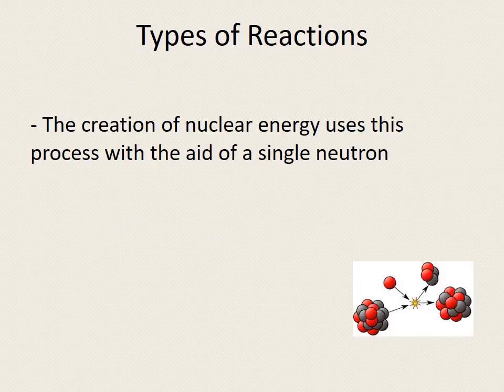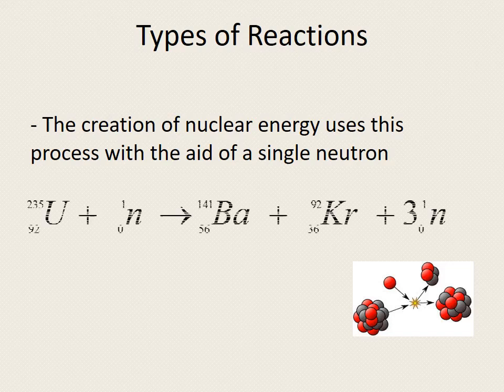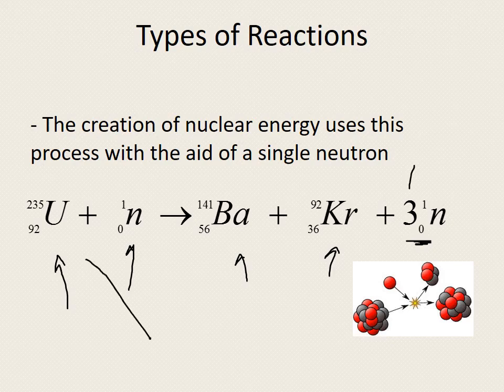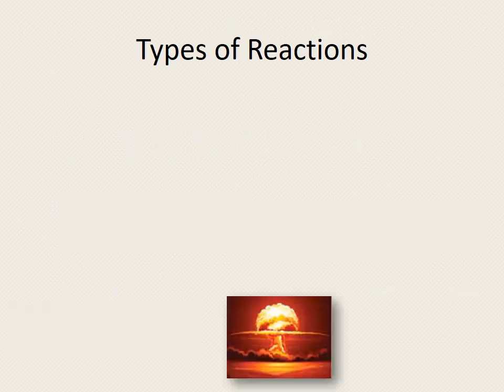The creation of nuclear energy uses this process with the aid of a single neutron. Here's a classic example from a nuclear reactor. You've got uranium-235 hit by one neutron. It will make these two elements, and it'll actually make 3 more neutrons plus a bunch of energy. And then these 3 neutrons are going to go find 3 more uranium particles, and the whole process continues. So you only need 1 neutron to start this process going, because you'll have 3, 9, 27, and so on for neutrons that are going to continue this reaction.